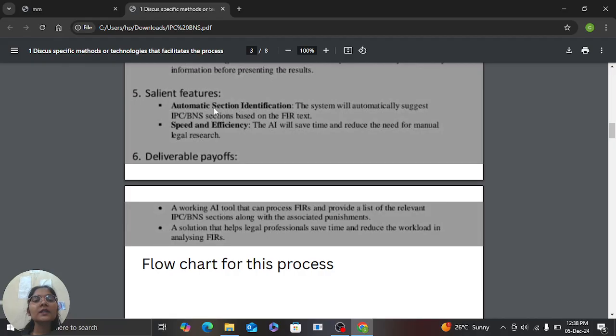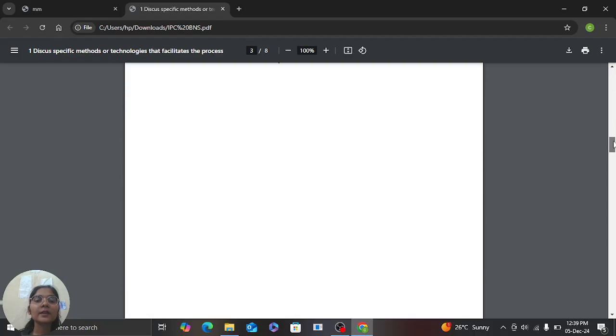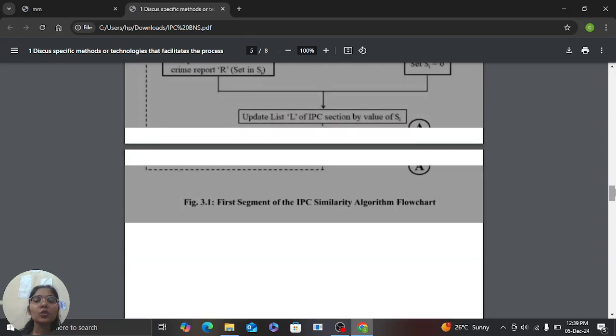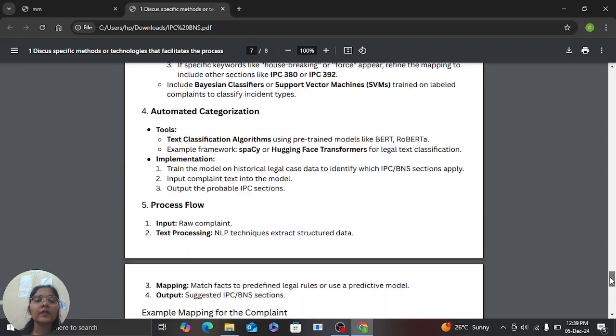After this, the salient features, as we know how it will be useful for our legal system. The salient features are automatic section identification, speed and efficiency. Obviously it will be more efficient than human manual work, and it will also be effective for time. So this was all about the IPC-BNS section, and the following is the flow chart which I have already covered.